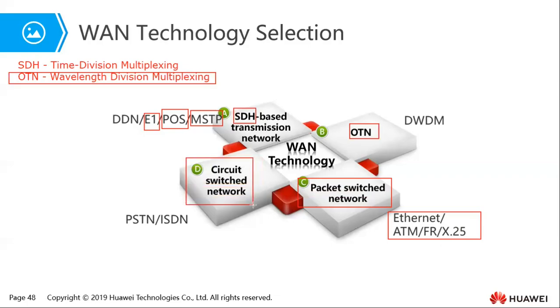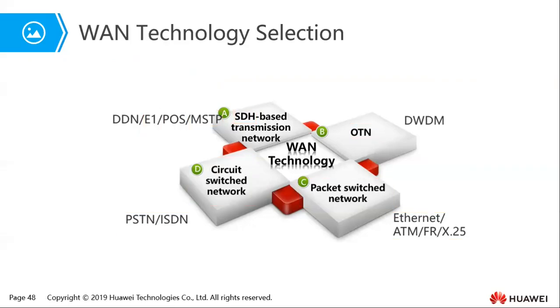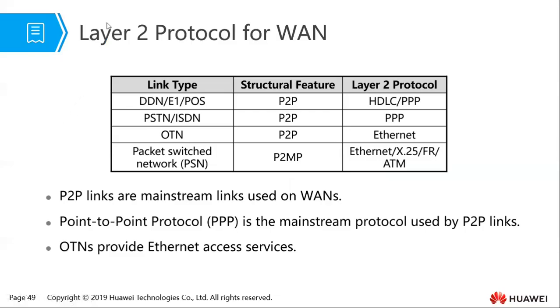And lastly, we have the traditional telephone networks, circuit switched networks. So you can also connect to your WAN via those traditional telephone lines, like what we call the public switched telephone network, or integrated services digital network. So again, for these ones, the speeds are quite low and they are rarely used. So those are some of the technologies that you can use for WAN interconnection.